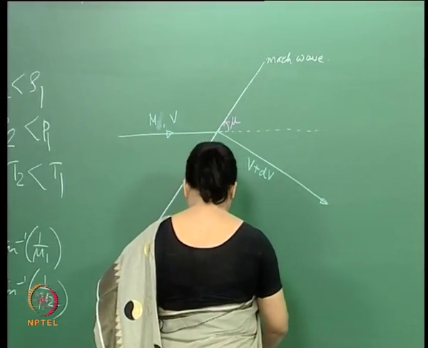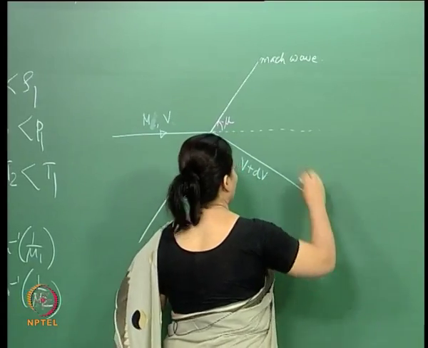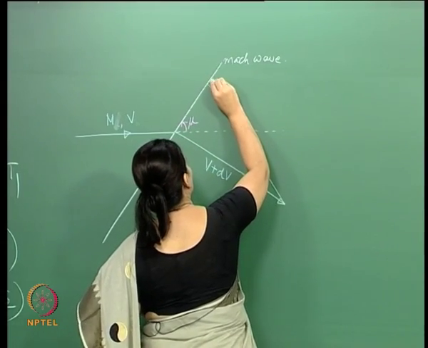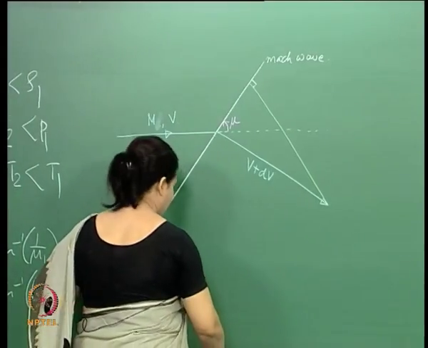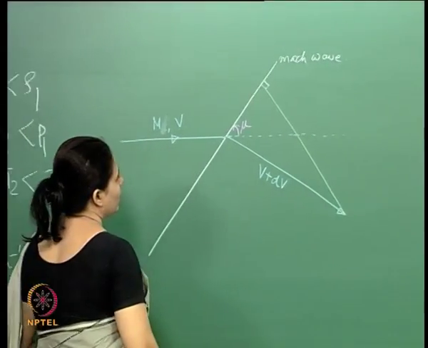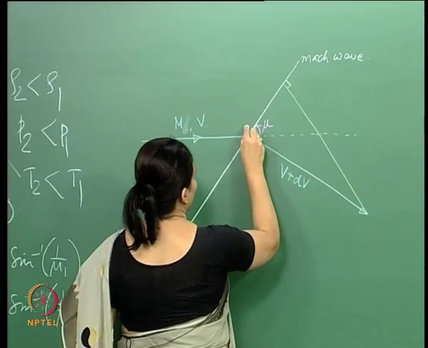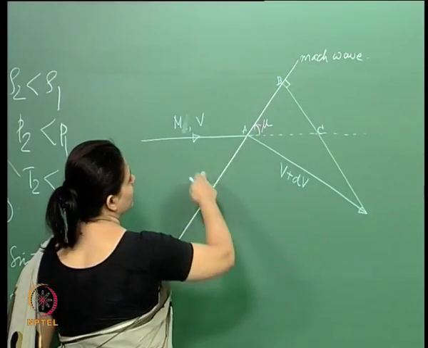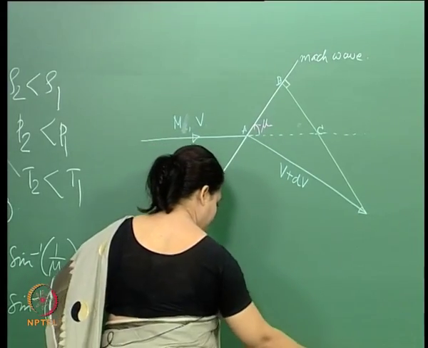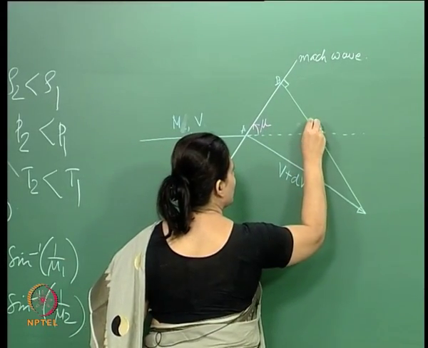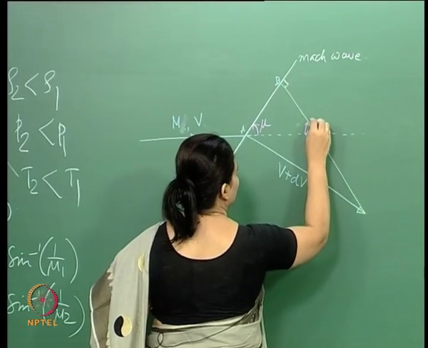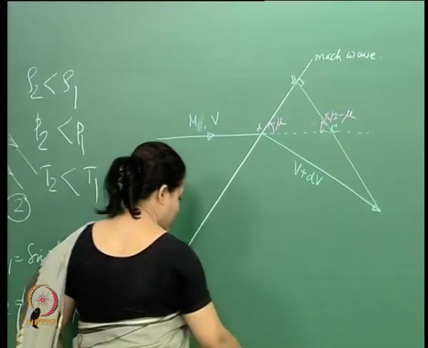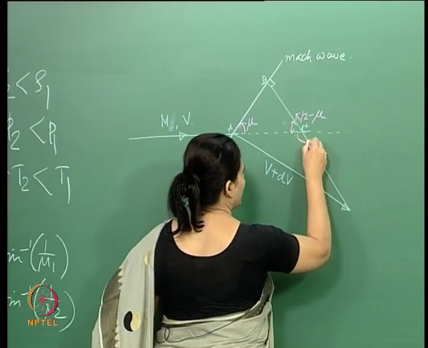Now let us complete this rectangle here. If we look at this geometry, at this triangle over here, this angle is 90 minus mu, isn't it? So this angle is 90 minus mu, which makes this angle what?